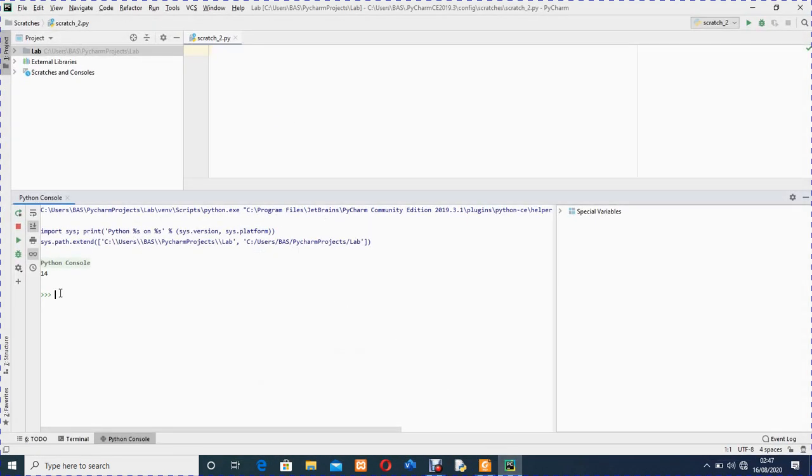For instance, 5 is less than 6. You see, it executed true. Let's say 5 is less than or equals to 2. It executed false.